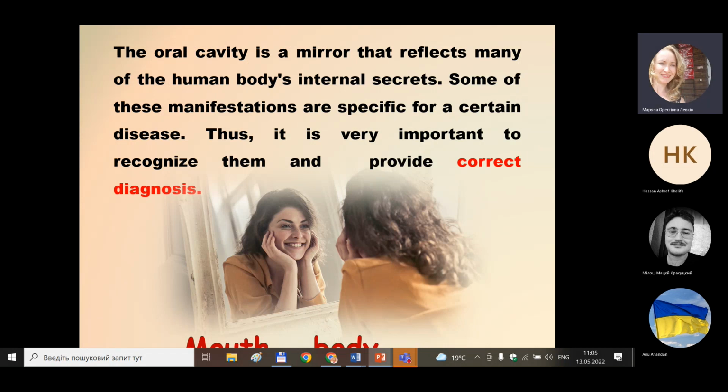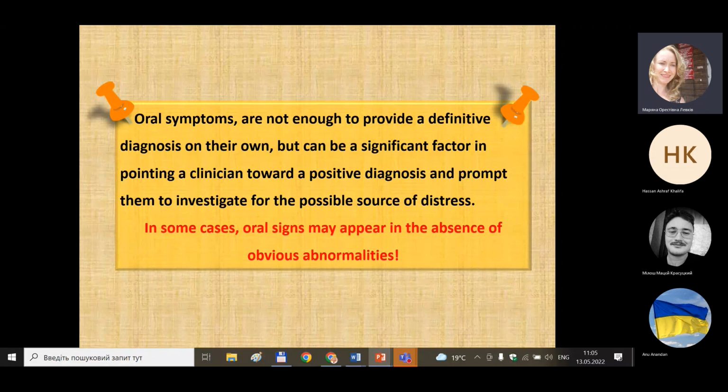So the oral cavity is a mirror that reflects many of the human body's internal secrets. Some of these manifestations are specific for a certain disease. Thus, it is very important to recognize them and provide correct diagnosis. Oral symptoms are not enough to provide a definitive diagnosis on their own. But for sure, they can be a significant factor in pointing a clinician toward a positive diagnosis and prompt them to investigate for the possible source of distress.